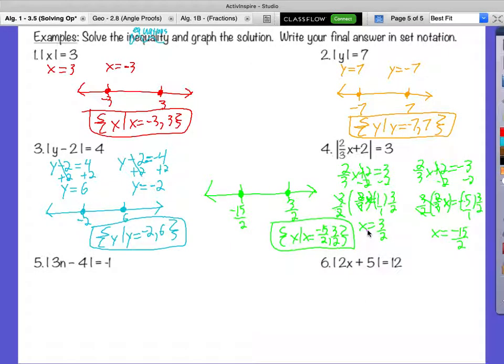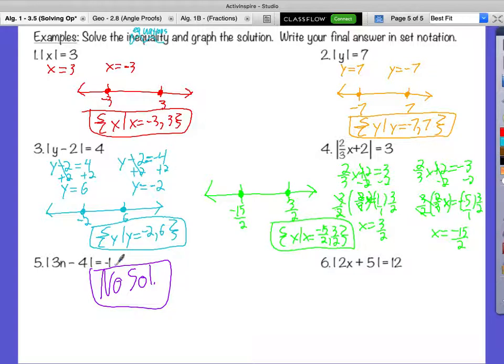Okay, on number 5, the absolute value of 3n minus 4 is equal to negative 1. Earlier, we said, can absolute value equal a negative number? No. So what happens if we have absolute value equaling a negative number? There's no solution. Why is there no solution? Because absolute value can't be a negative number. We only get positive numbers from our absolute value.